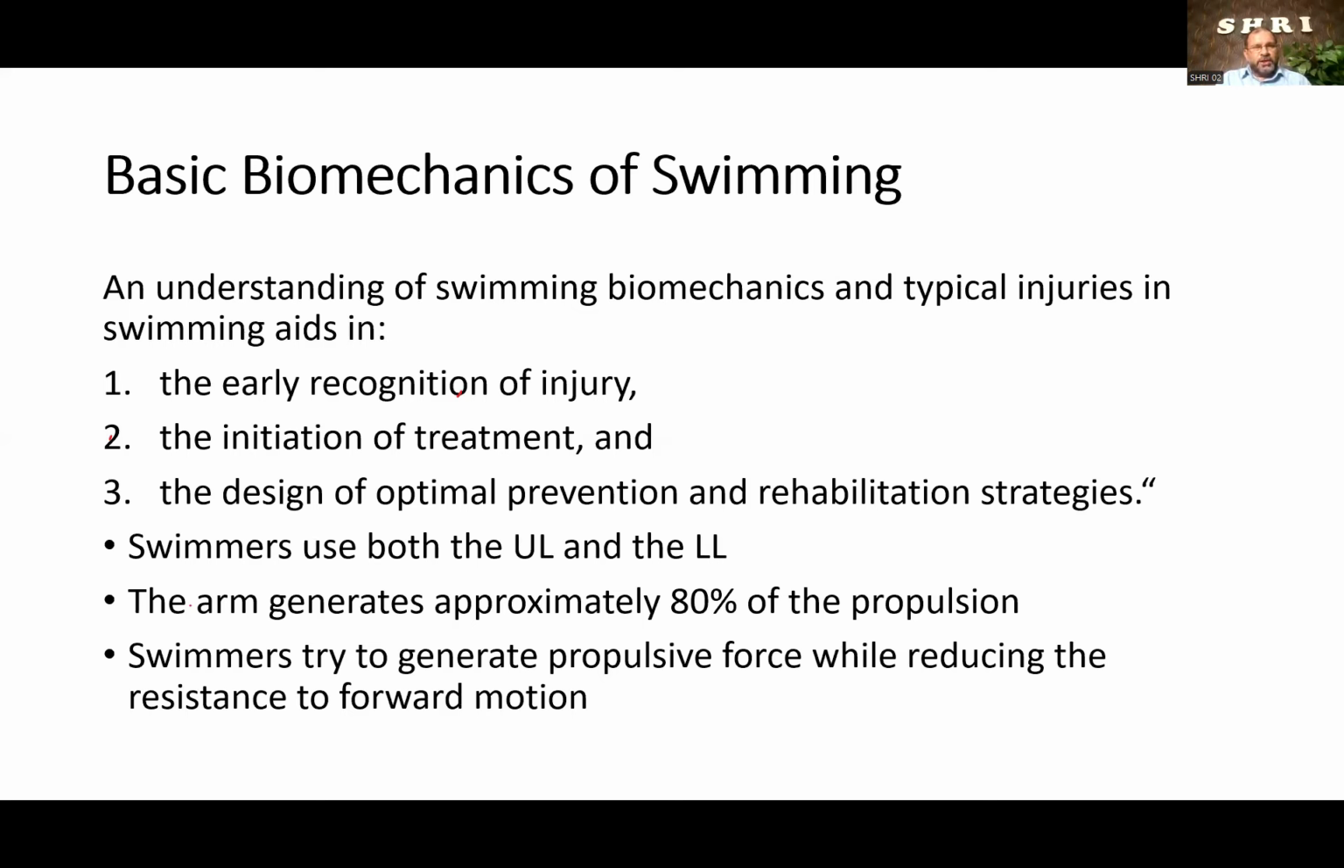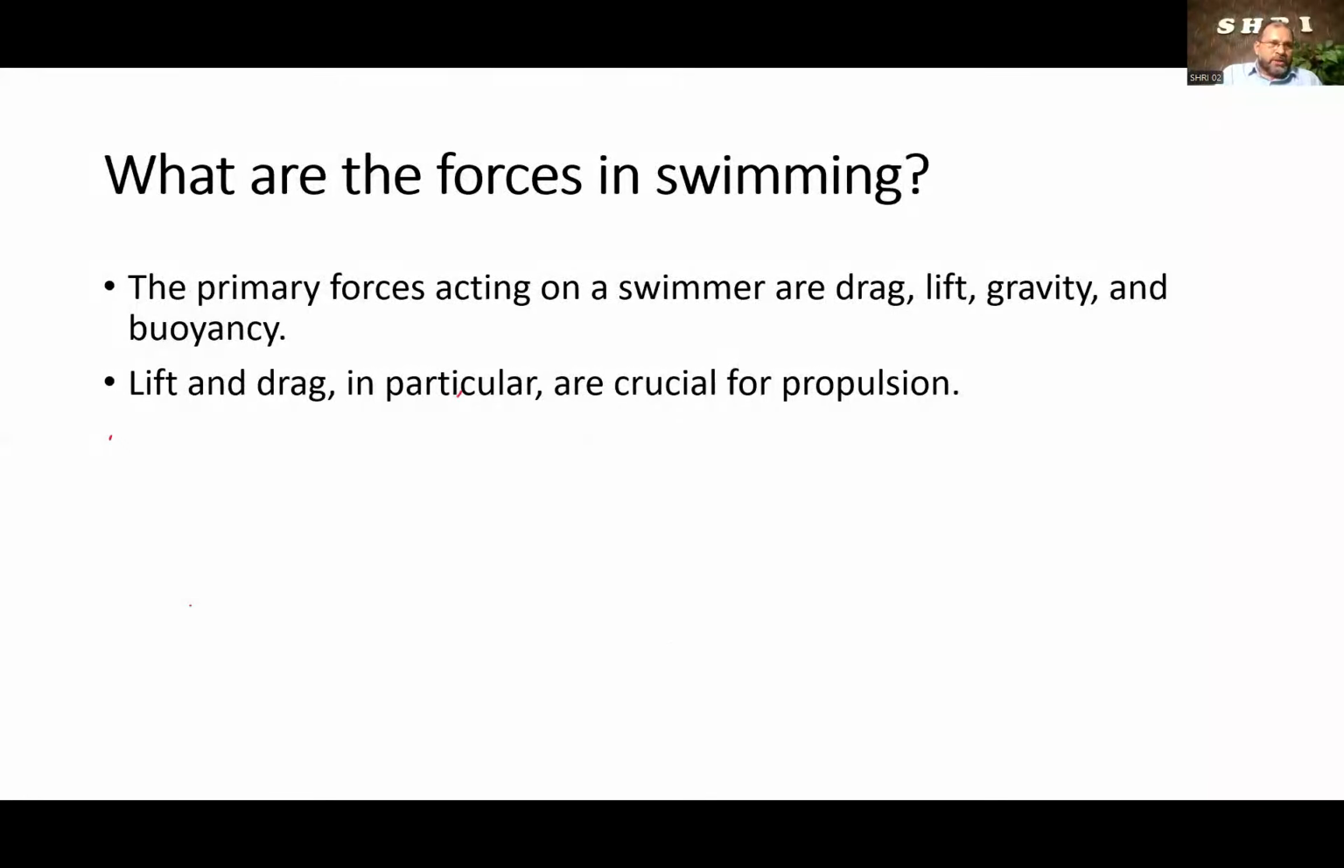So swimmers try to generate propulsive force while reducing the resistance to forward motion. So there are so many forces acting on the swimmer when they are in the water. So there are some forces that resist their swimming. So swimmers always try to generate propulsive force while reducing the resistance to forward motion. So there are some strategies we will be discussing later in slides, right? So now we will see the forces acting on a swimmer, right?